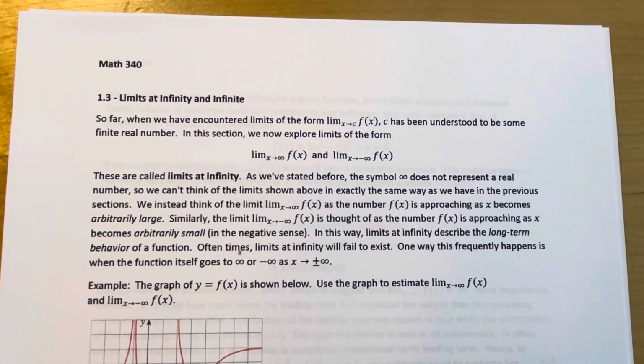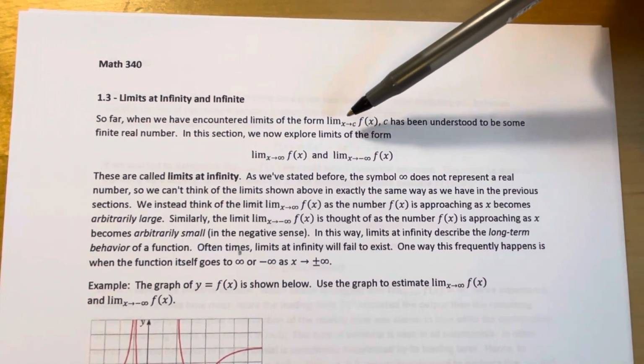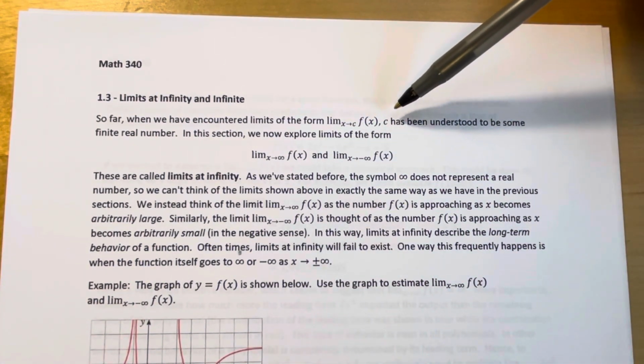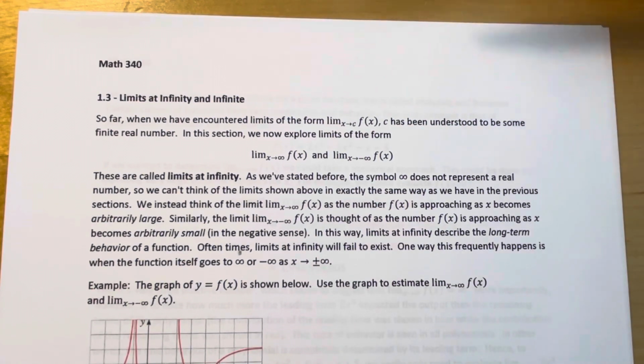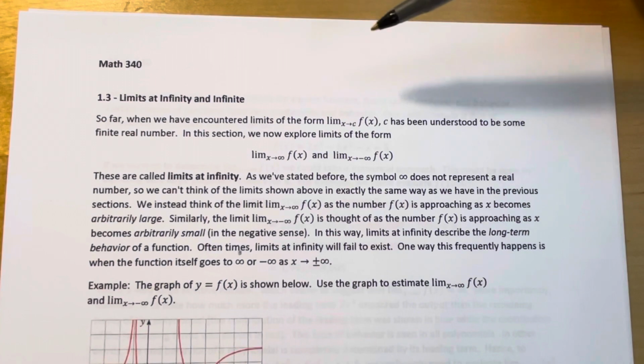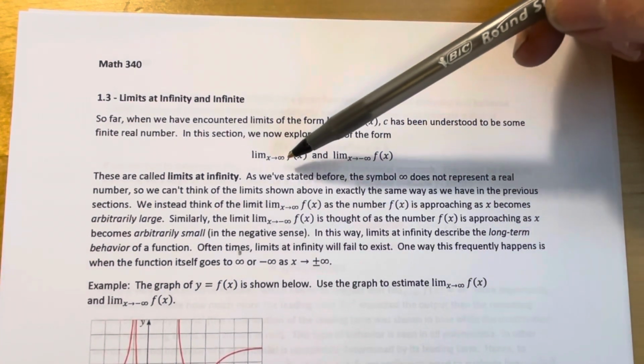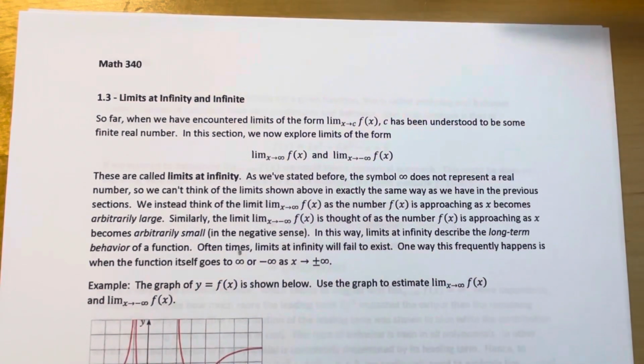To start us off, so far when we have looked at limits in the previous two sections, our limits have always been of this form: the limit as x approaches c of f of x, where c is some finite real number. And what we're going to do now in this section is start looking at limits where that c is replaced by either an infinity or a negative infinity.